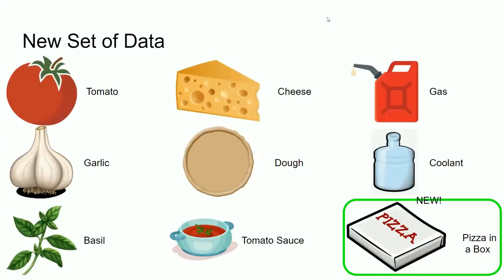Okay, so now we have more data. We have pizza in a box. We got all the rest of our stuff. Last step, we need to deliver this guy.